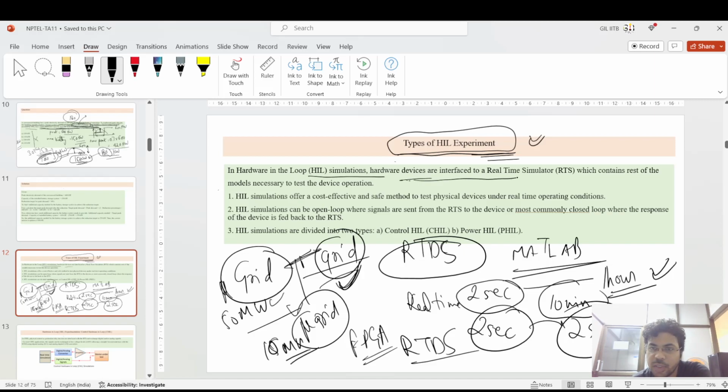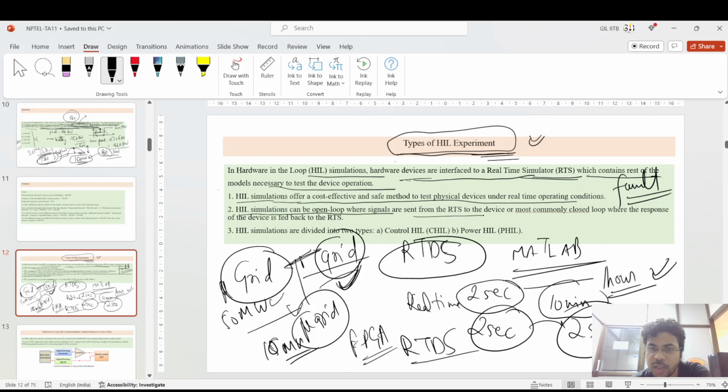So what is HIL? In HIL simulation, the hardware devices are interfaced to a real-time simulator, whose clock matches the time in the real environment, and which contains the rest of the model necessary to test the device operation. HIL simulation offers a cost-effective and safe method to test the physical system. Why? Because you cannot test a fault at a bus in a real scenario. You cannot create a fault, but you can test it in the HIL system.